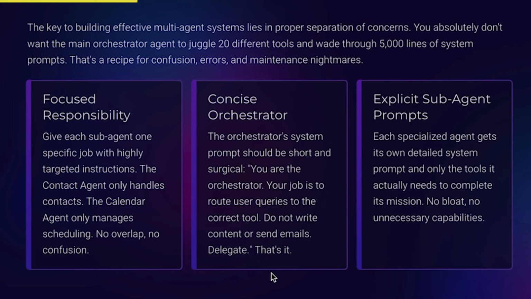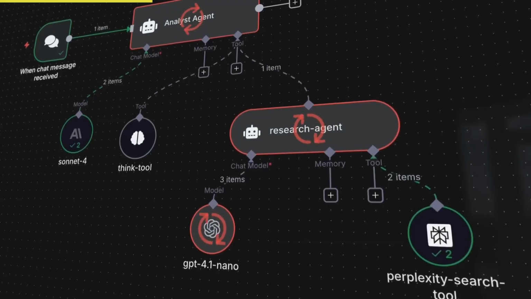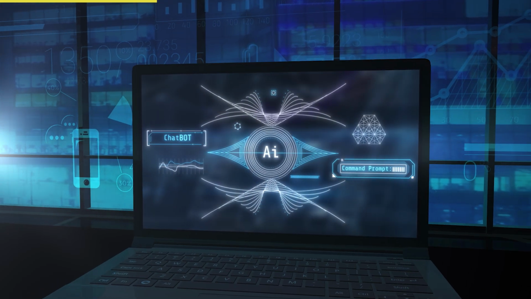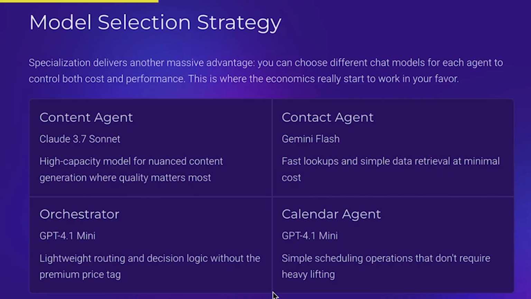So you absolutely don't want the main orchestrator agent to juggle 20 different tools and wade through 5,000 lines of system prompts. That's a recipe for confusion, errors, and maintenance nightmares. So you want to have them essentially focused on responsibilities, concise orchestration, and explicit sub-agent prompts. Basically, you give each AI agent its role and responsibility and have that be its box. Don't try and jam it with a generic prompt, because specialized AI agents will perform better than generalized AI agents with generalized prompts.